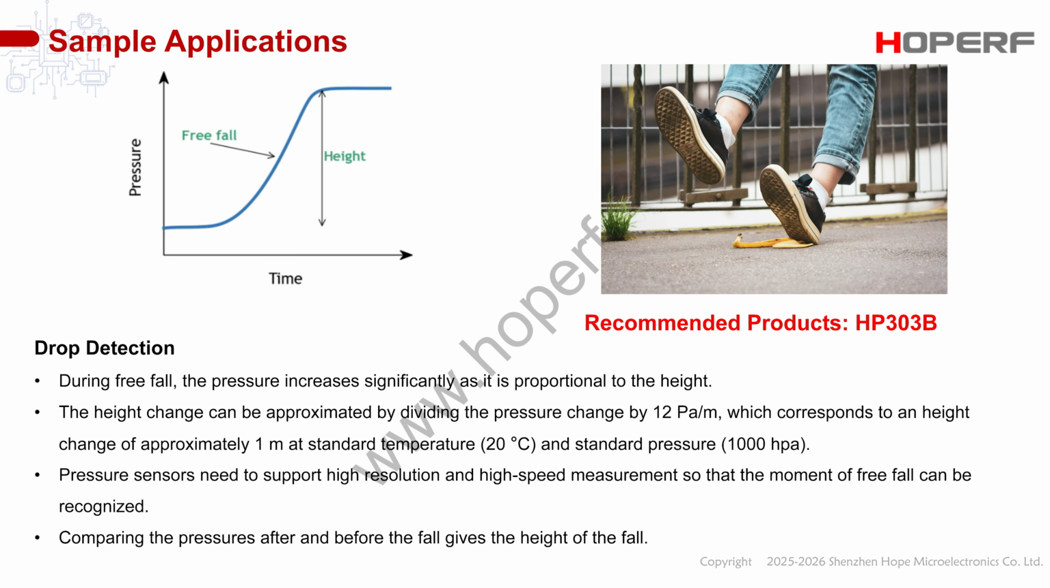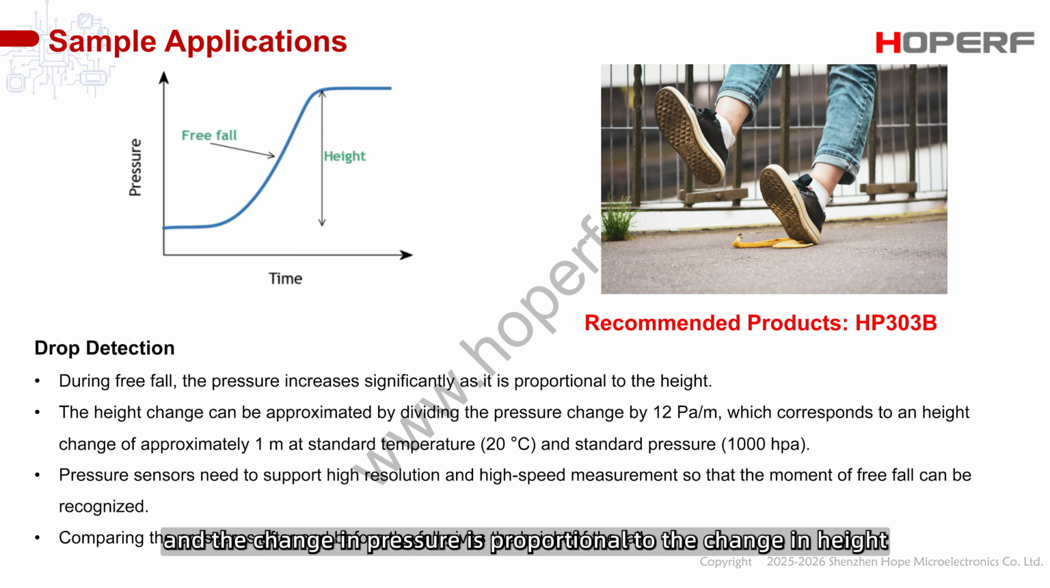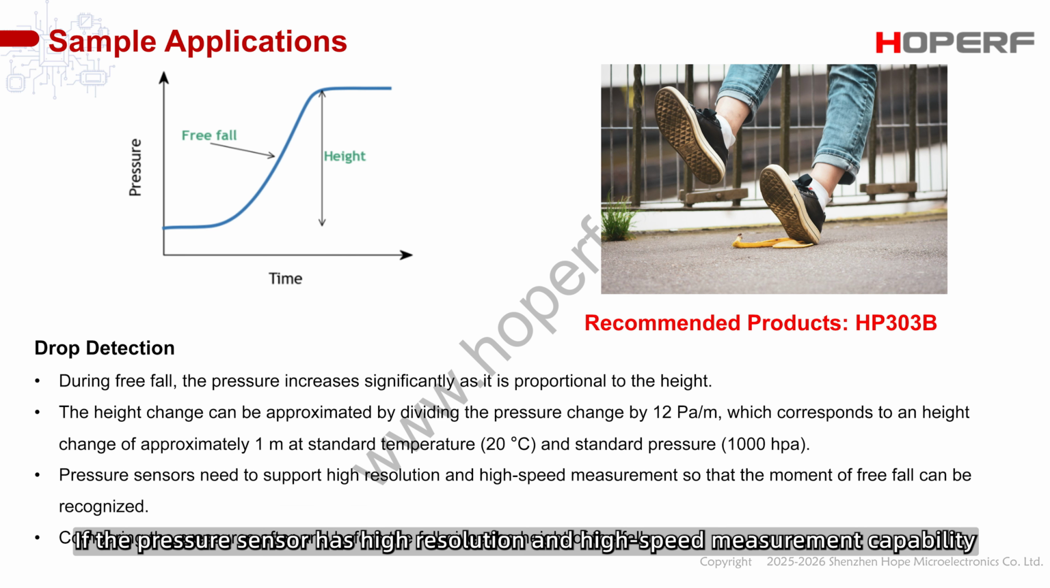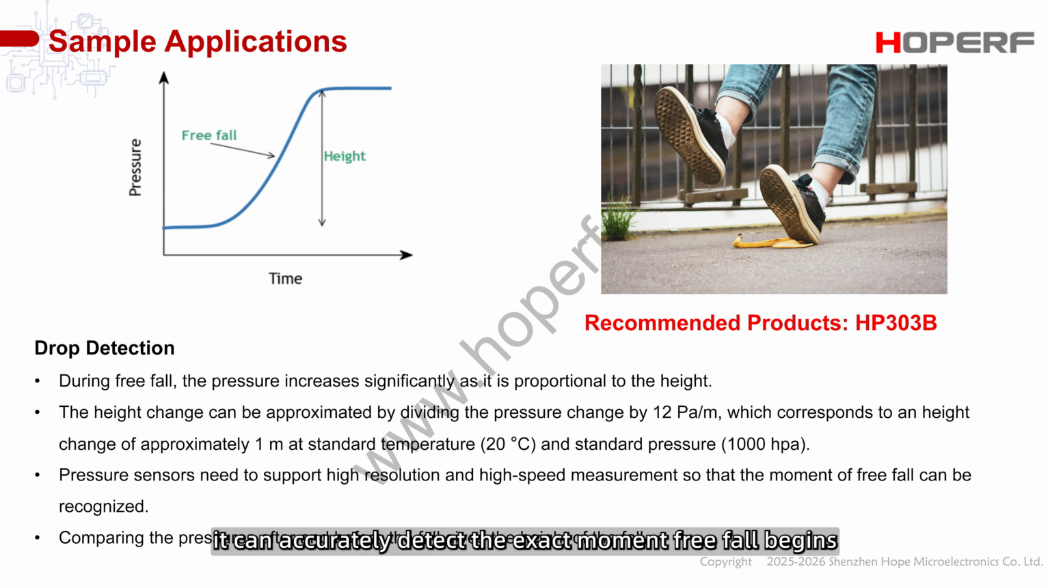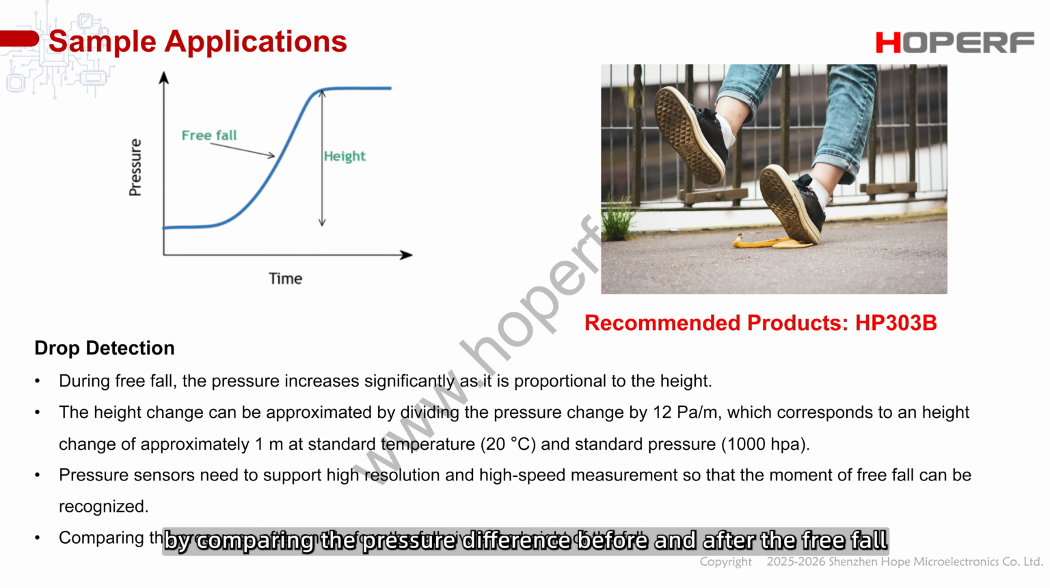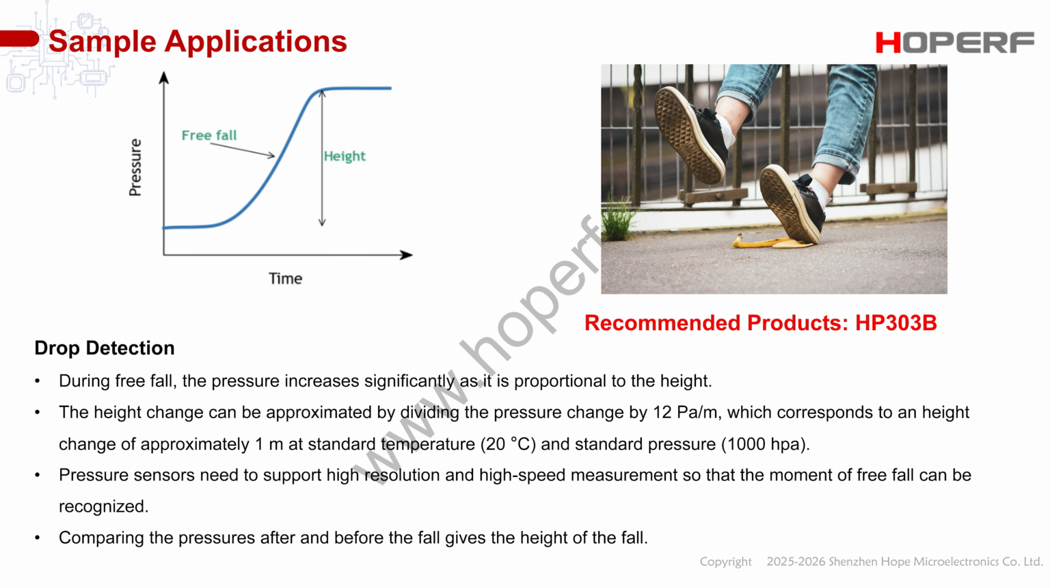During free fall, pressure increases significantly and the change in pressure is proportional to the change in height. You can estimate the height change by dividing the pressure change value by 12 pascals per meter. If the pressure sensor has high resolution and high-speed measurement capability, it can accurately detect the exact moment the free fall begins. Then, by comparing the pressure difference before and after the free fall, you can calculate the height change during the fall. Recommended product: HP303B.